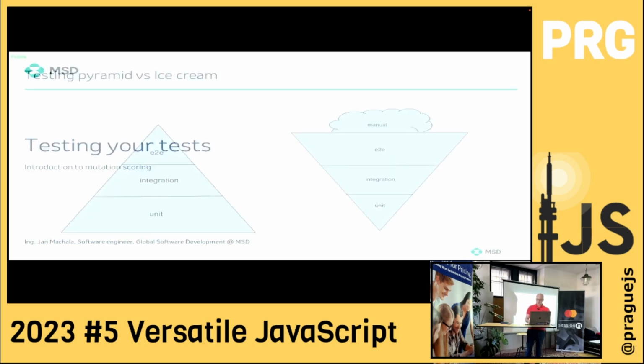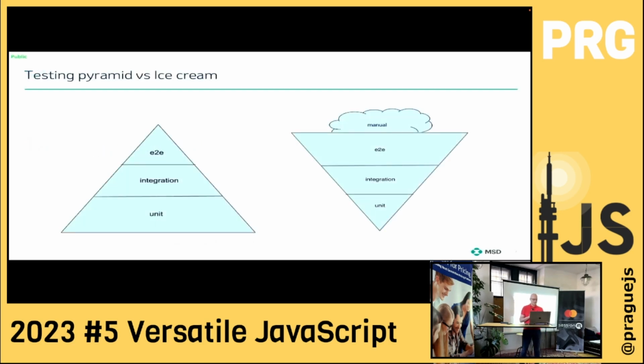So, do you know this pyramid? Have you ever seen it? I hope you are developers, so you saw it. This is a testing pyramid. Everyone probably knows what that is. Do you know the other side of it? It's an ice cream. That's when you do not do much testing, but you do a lot of manual testing. So it's called the ice cream testing pyramid.